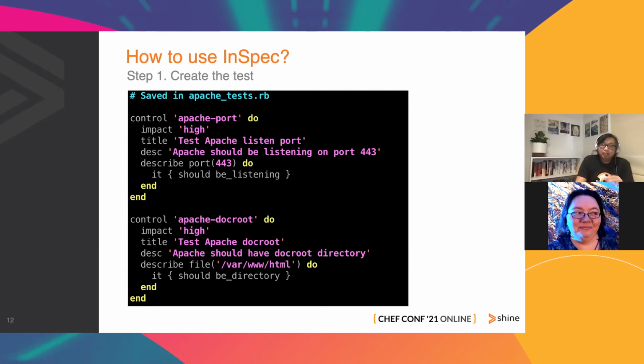And then on the Apache doc root, I would like to check that the directory /var/www/html is actually a directory. These are just two of the simple examples that we use on the web component. And we're checking, is there anything listening to that port? Is the directory healthy and working?